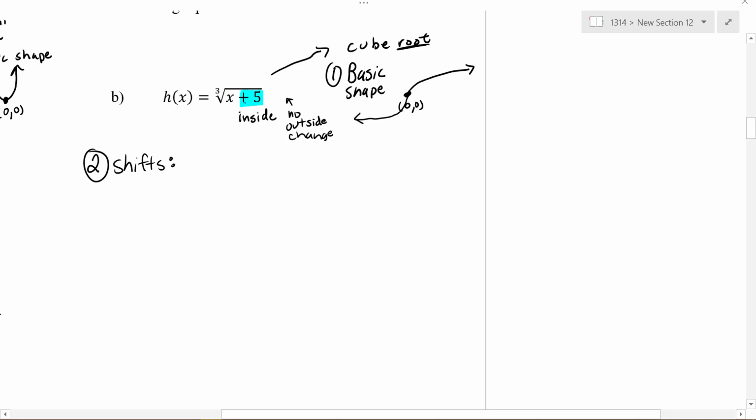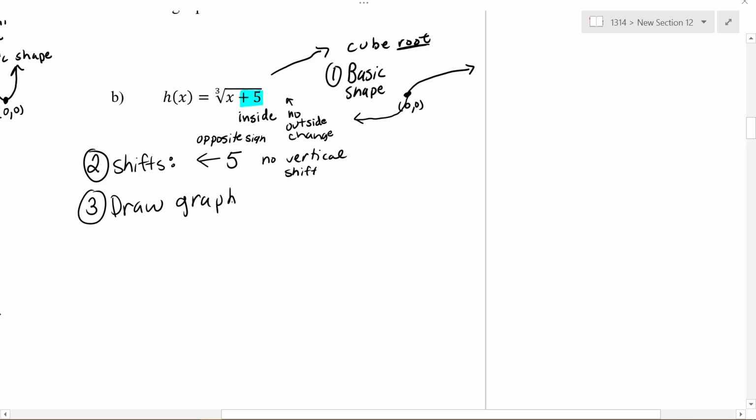So what are the shifts? Well, if I add a number on the inside of one of my basic shape functions, we go in the opposite direction of the sign. So instead of moving to the right because I see a plus, we're going to the left because we see a plus. So remember, on the inside, it's always opposite sign of what you might think. So we're going to move to the left 5 units. And then there is no vertical shift. So we have nothing added or subtracted on the outside, so there's no vertical shift in this case. That is fine. We don't have to have both a vertical and a horizontal shift.